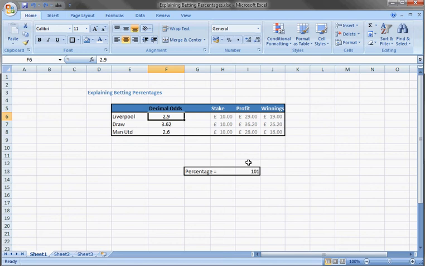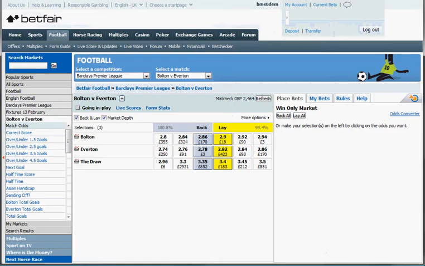So the key points are always be more than 100, that's what we're shooting for here, and then keep these numbers in line with what's available on the Betfair website. That's really important.